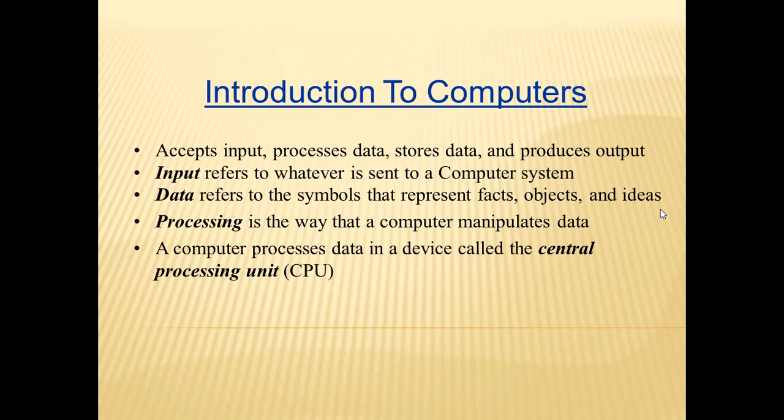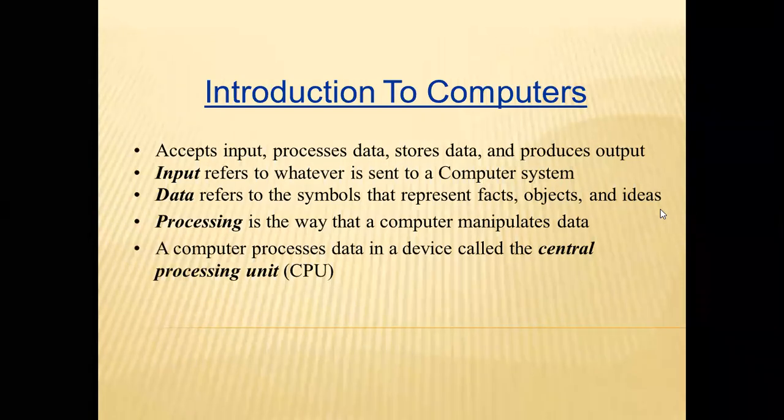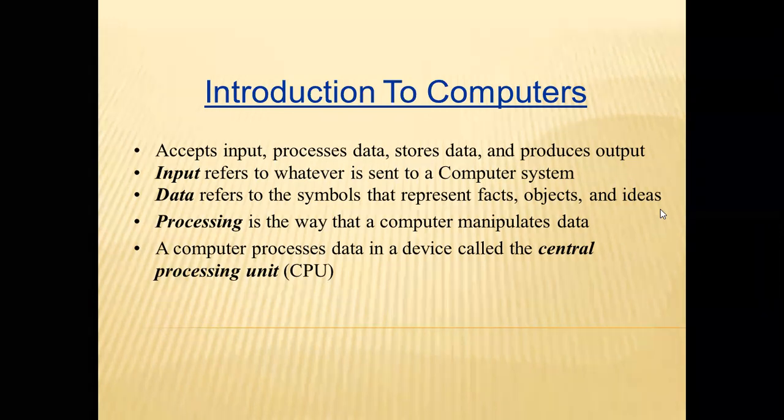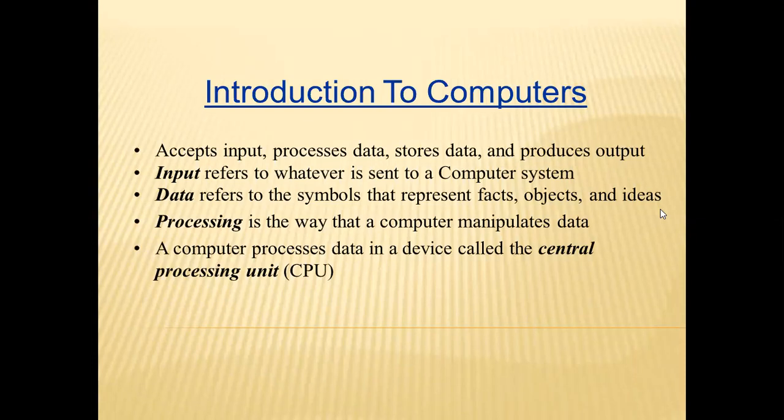Next is processing. Processing is the way that a computer manipulates the data. A computer processes the data in a device called the central processing unit. Now where is this processing done? Suppose I have the data of all the BBA students. Now I don't want the data of all the BBA students. I just want the data of the students who are studying IT Tools for Business, who are in third semester of 2020. So I will take only that data.